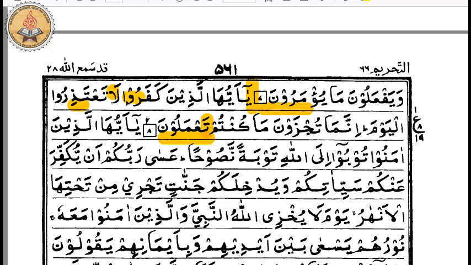So this over here, this ra with the waw, do you know what this is an example of? It's a letter of prolongation. Do you know what we call it? Is it a lean letter? Not a lean letter, not quite a lean. So it's not haruf al-lean, it's the other set of letters. Do you remember what they're called? Is it madda? Yeah, excellent.